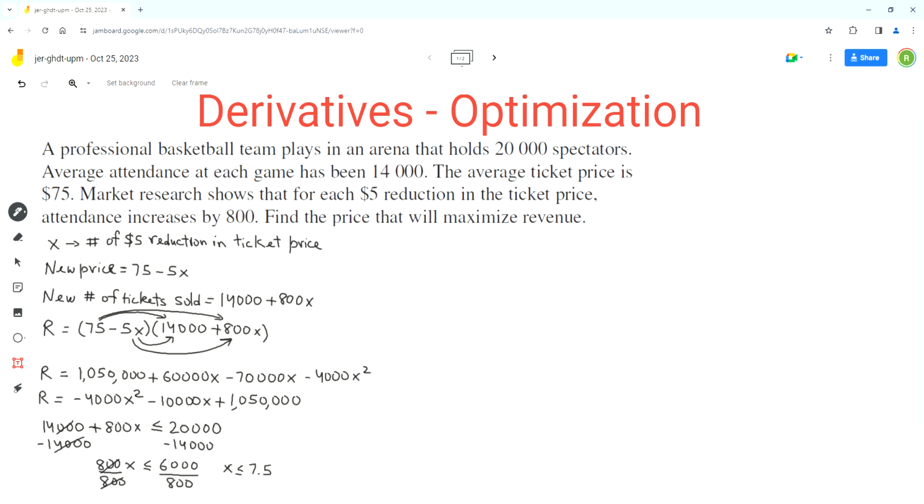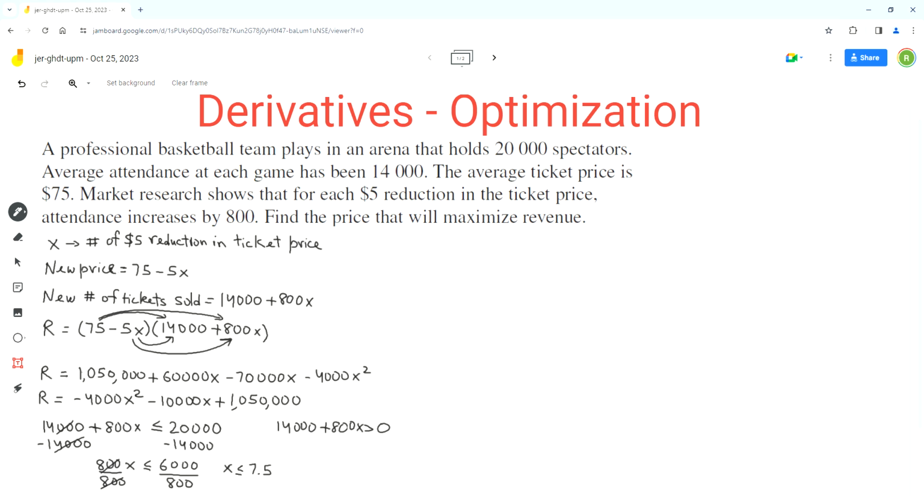Now also the new number of tickets sold should be greater than 0, because the number of tickets sold cannot be negative, and we cannot sell 0 tickets because if we sell 0 tickets the revenue will be 0. So to find the lower limit for x, we get 14,000 plus 800x, that's the new number of tickets sold, should be greater than 0.